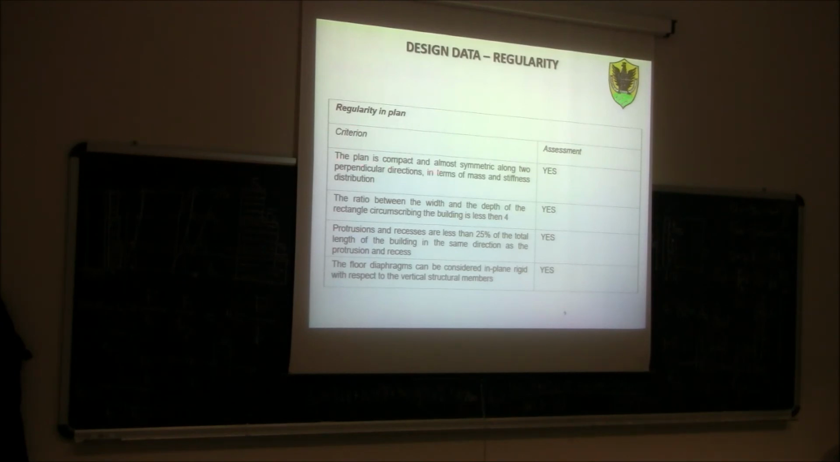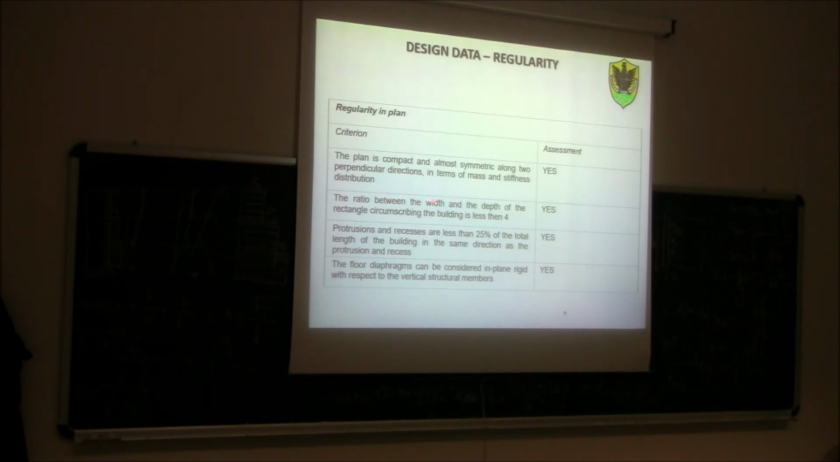The plan is compact and almost symmetrical. Of course, you are going to learn all about this in the seismic engineering course next year. We will discuss a lot about regularity in plan, regularity in elevation, and so on. For the time being, I just listed it here for you to consider. So the plan is compact and almost symmetric along two perpendicular directions in terms of mass and stiffness distribution. So if you have a building which is egg-shaped in plan, this is of course not regular. Okay, it must be more or less a rectangular building.